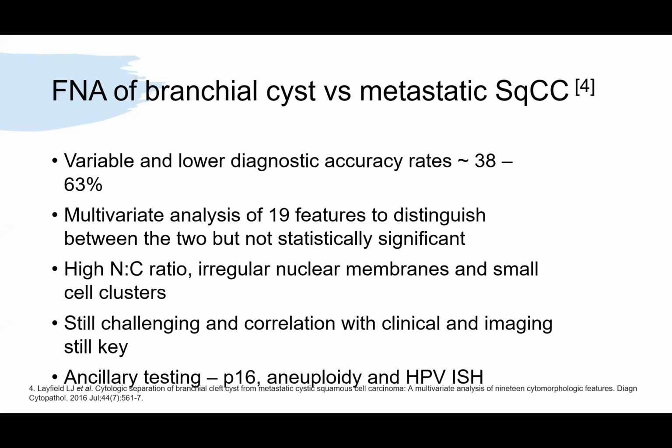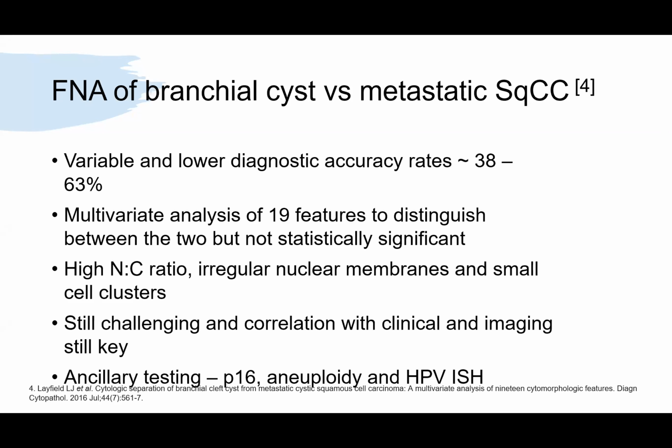The closest ones were the high NC ratio, irregular nuclear membranes and small cell clusters, which is obviously what we would normally look for when we are looking towards a diagnosis of a squamous cell carcinoma. And this is extremely challenging, but the importance of correlation is important. The age of the patient, is the patient a smoker? Features on imaging are still key.